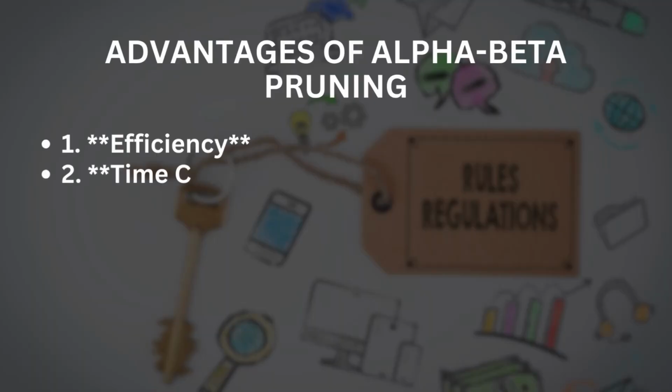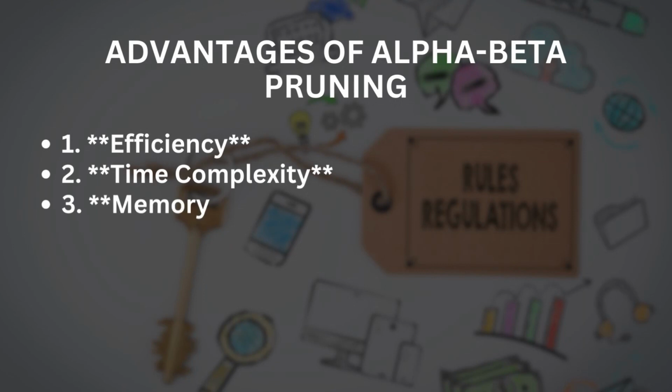Second, time complexity. The time complexity of alpha beta pruning is order of b to the power d by 2, where b is the branching factor, that means average number of children per node, and d is the depth of the tree. This is a significant improvement over the brute force search of order of b to the power d in most cases. Third, memory efficiency. Alpha beta pruning does not require storing the entire game tree in memory, which is especially advantageous for games with large state space.